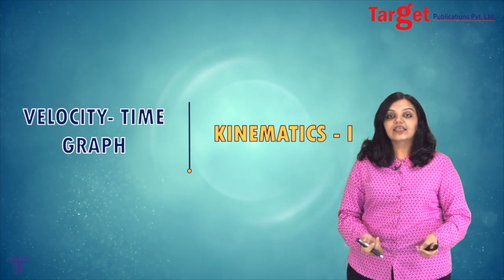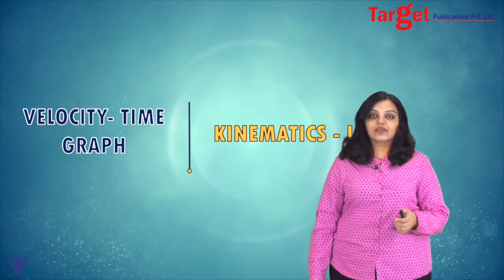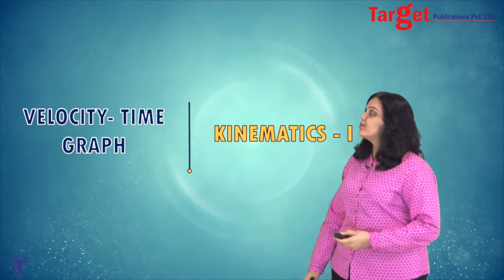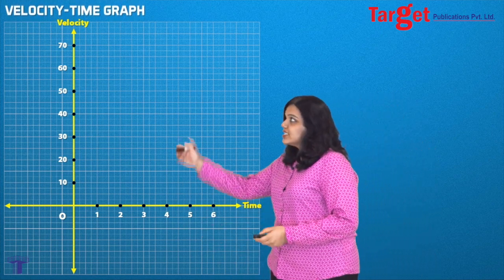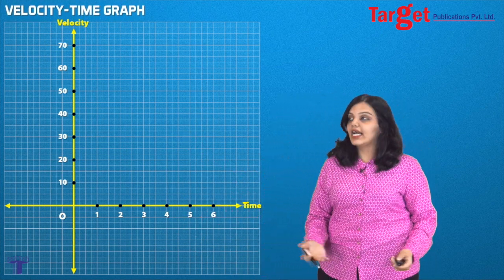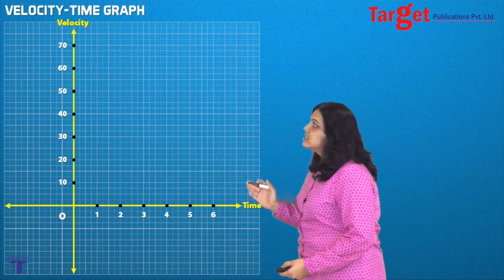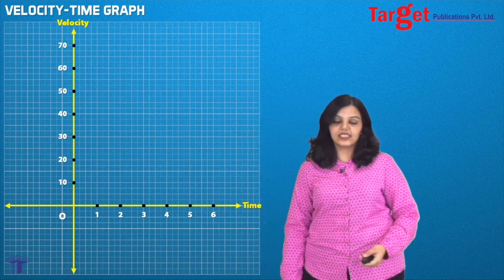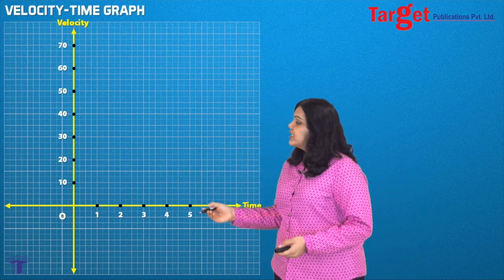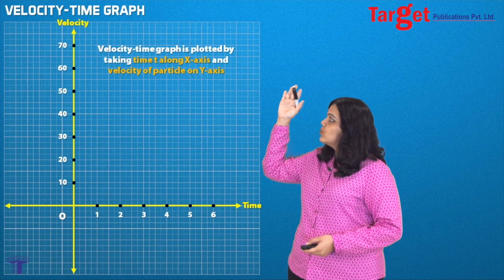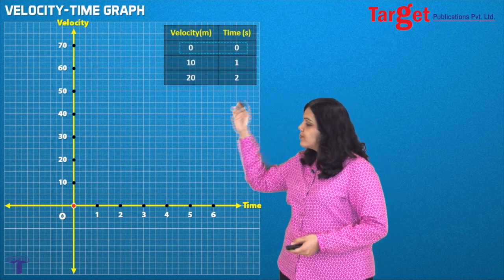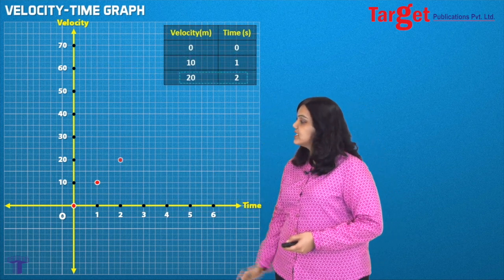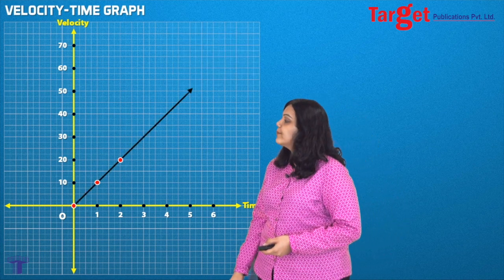Let's start with the second graph, that is the velocity time graphs, and quickly go through the properties of these graphs. A velocity time graph is drawn by taking time on the x-axis and velocity on the y-axis. The most important part of any graph is to plot the data points. You will take these points and you will plot them on your graph, and what you will get is a graph of velocity versus time.